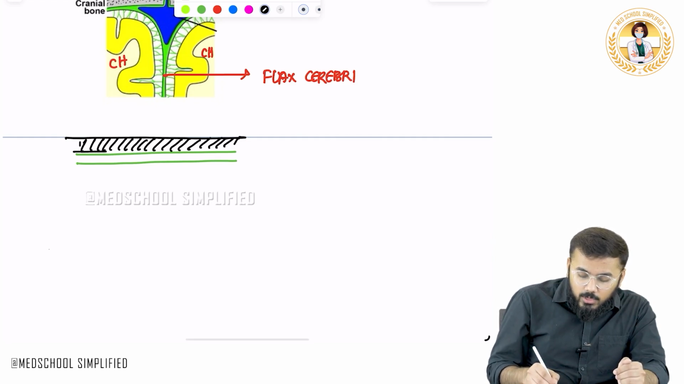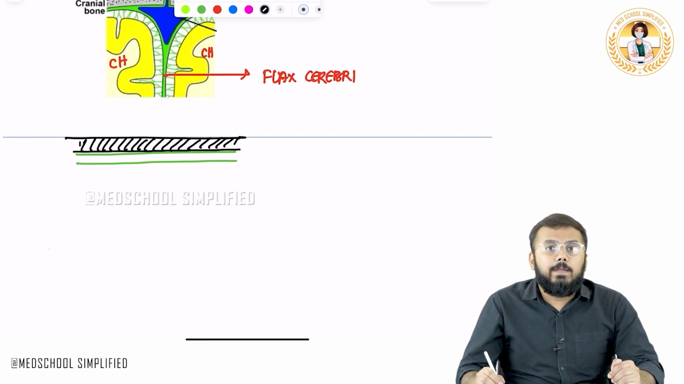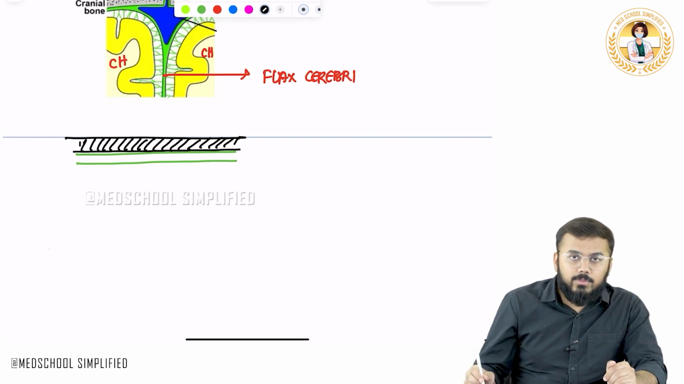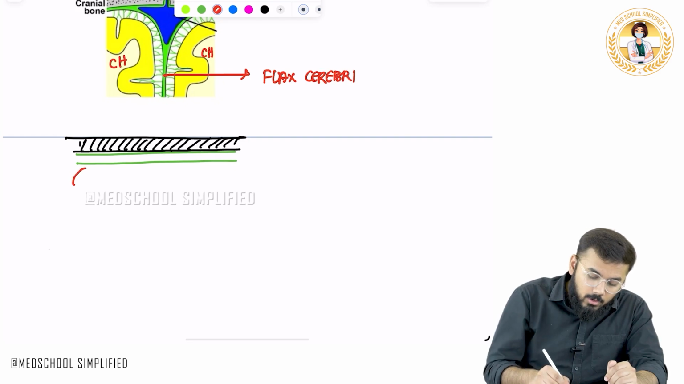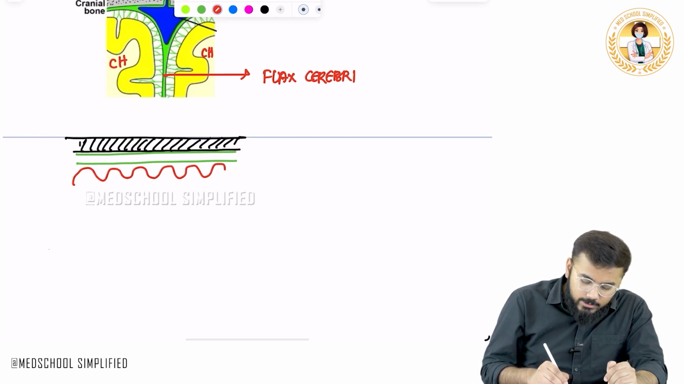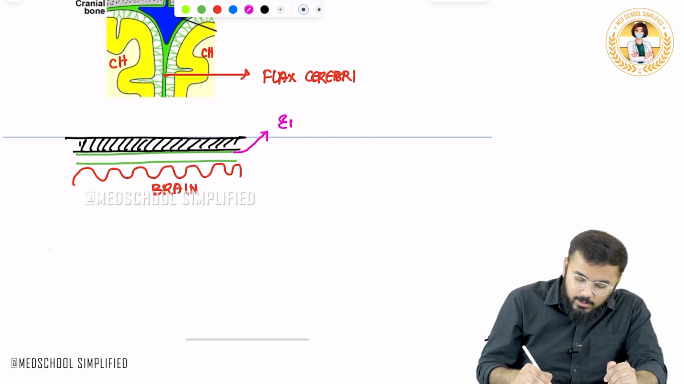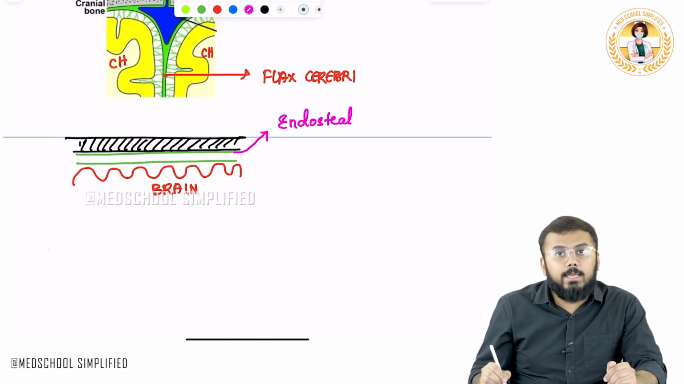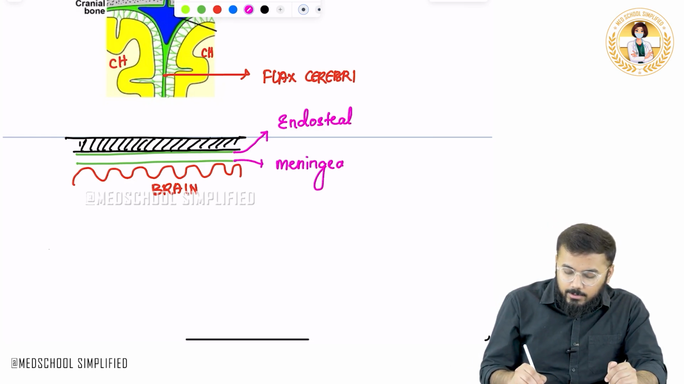So the outer layer of dura mater is closely attached to the skull bone. That is why this is called the endosteal layer of your dura mater. Why? Because it is attached to the inner lining of the skull. And the next layer of the dura mater is called the meningeal layer. Why? Because this meningeal layer is closely attached to the surface of the brain. So this is your brain, let us say, right? So here there are two layers. See, this particular layer is called the endosteal layer of your dura mater, and this is called the meningeal layer of your dura mater.